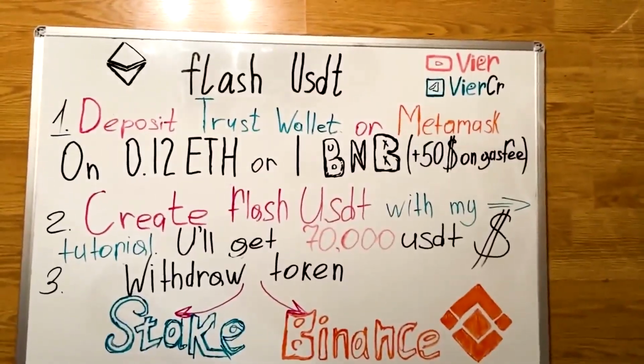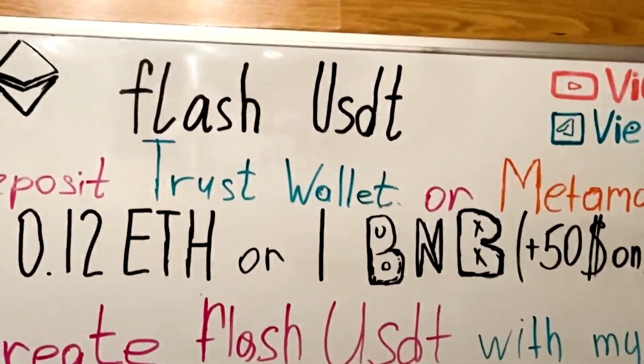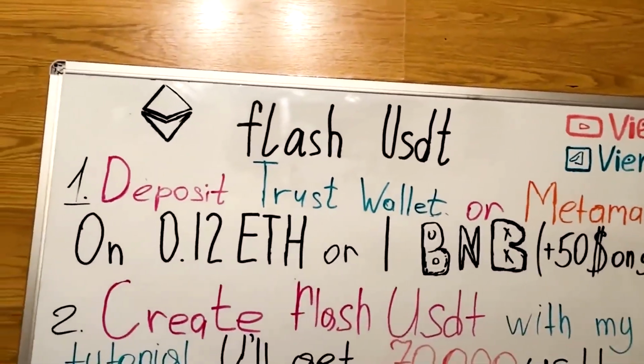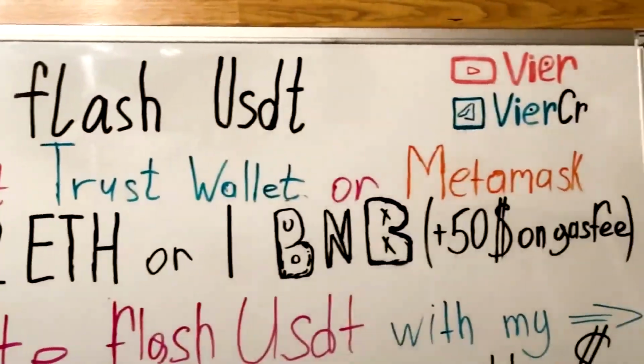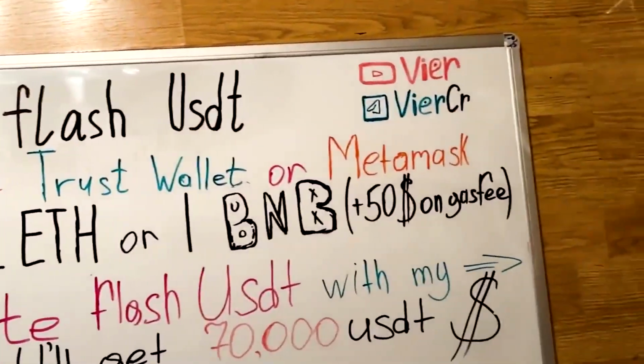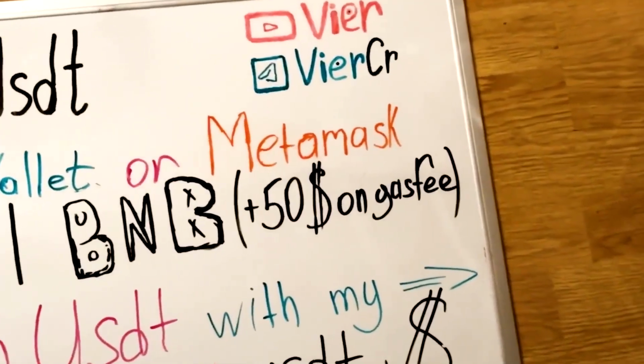Hello everyone, today I would like to share with you the process of creating your own Flash token using the ERC20 network. First, we need to make a deposit with Trust Wallet or MetaMask in the amount of 0.1 ETH or 1 BNB. Taking into account that you will need about $50 to pay the gas fee.